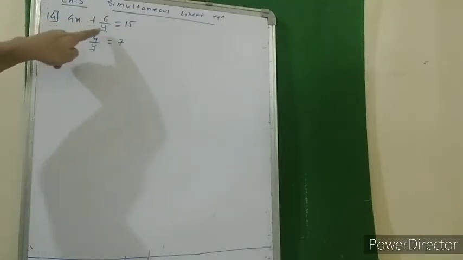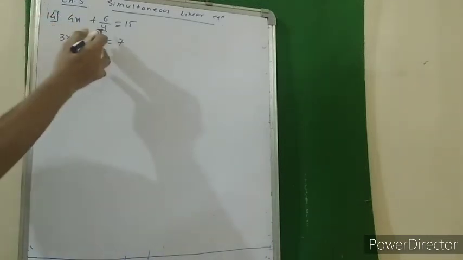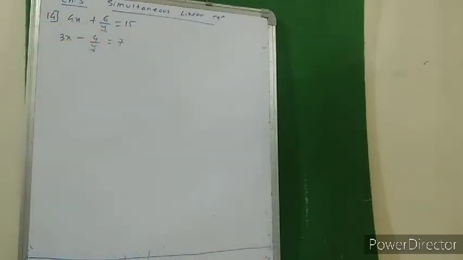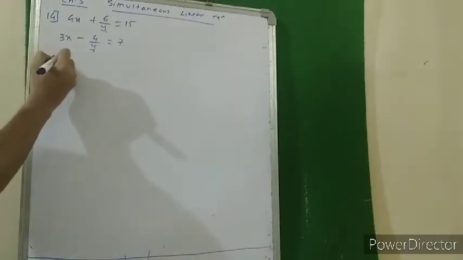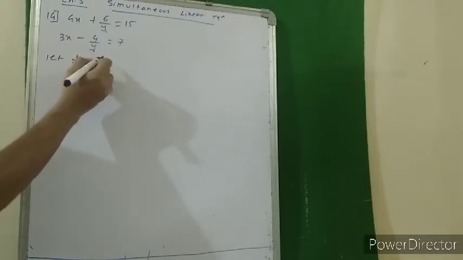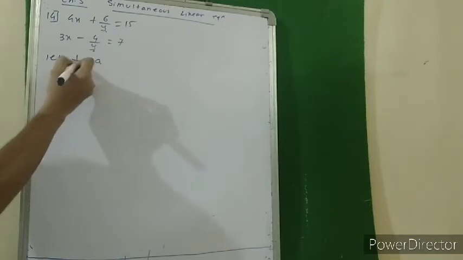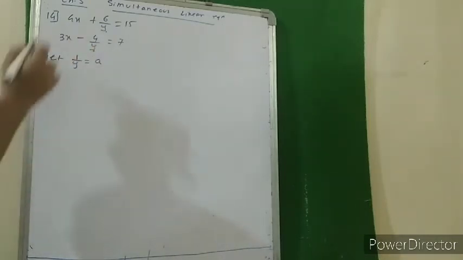See, if there is a number, you can cross multiply it. But if there is a variable, okay, we have x, y, p, q. If we have any variable in the denominator, we will assume that let 1 upon y is equal to a. Okay, a or u, whatever. I am taking a. Okay, 1 upon y is equal to a. Okay, so then what is the first equation?